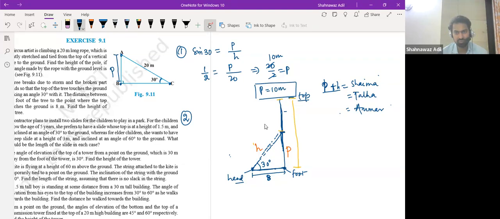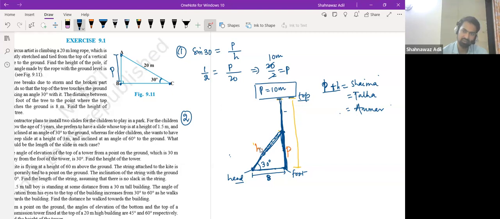I'm not sure if it's correct. So let's say this part would be there. This is the whole tree. Originally, this was the tree, right? And it broke from here and then it fell down. So this is the top part from the broken part, and this is the bottom part. So the total height would be this plus this.